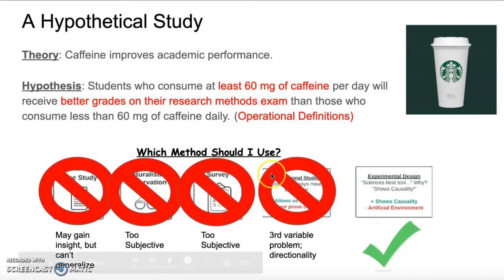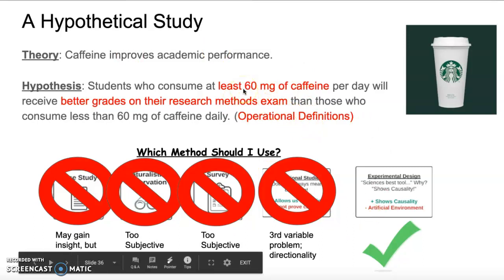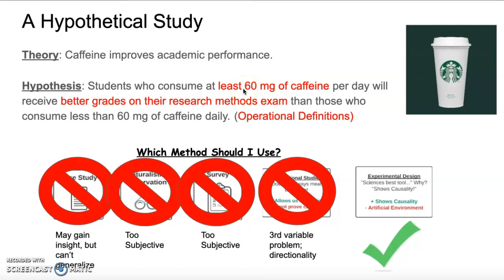And note here, just another review, remember a good hypothesis tends to have operational definitions embedded in it. So you can see here my operational definition for caffeine is at least 60 milligrams of caffeine. And then my operational definition for academic performance is better grades on their research methods exam. Remember, operational definitions are how we define our variables or how we measure them.